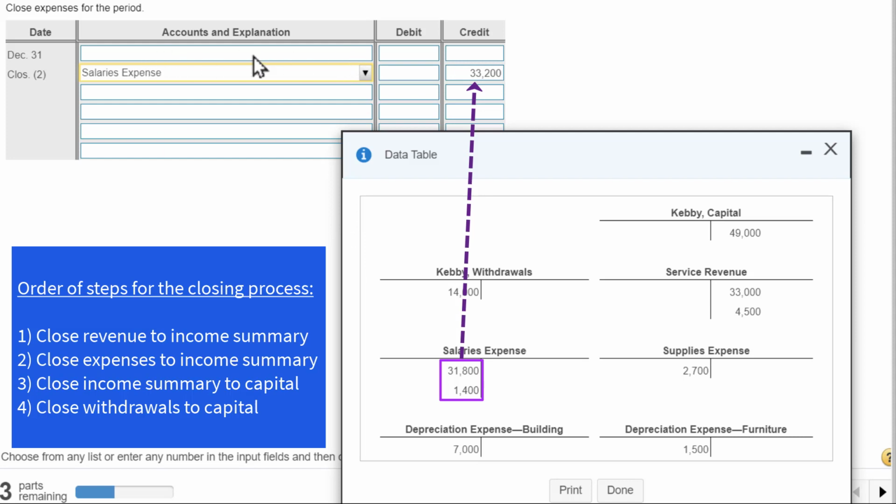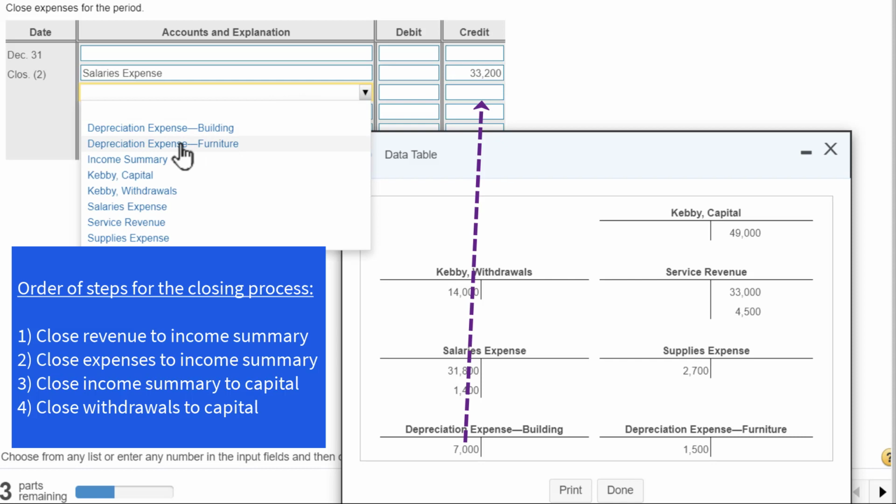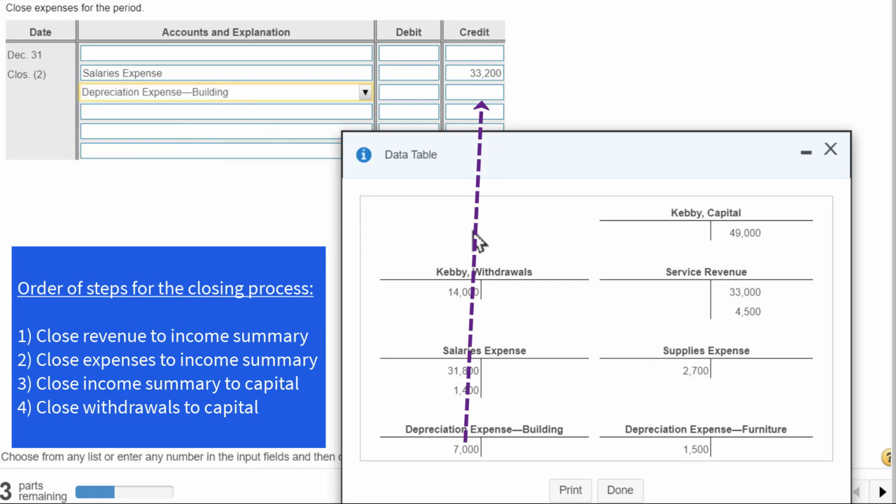Now, why did I skip the first line? Because this is a credit, and debits have to be listed first. So I will do the debit later. So let's work our way down. After salaries expense, we've got another expense, depreciation expense. And that's building. Make sure you grab the right one. So how do I close this? I'm going to put 7,000 on the opposite side. So I would close it by putting on the credit side. So I'm going to credit it.